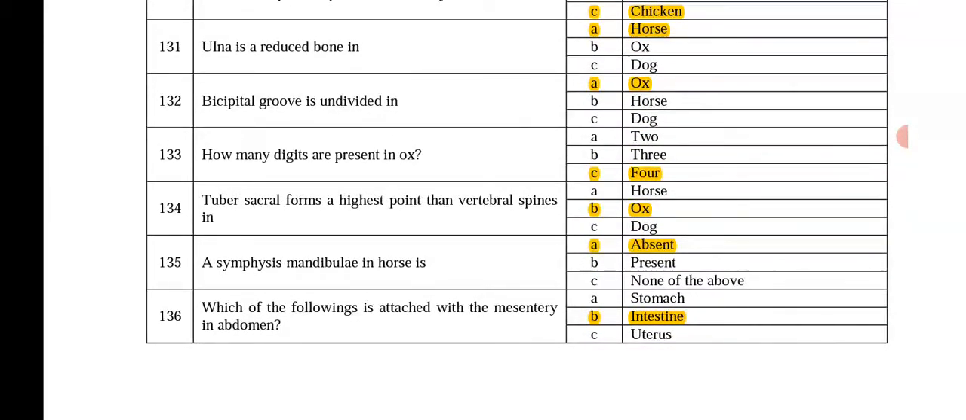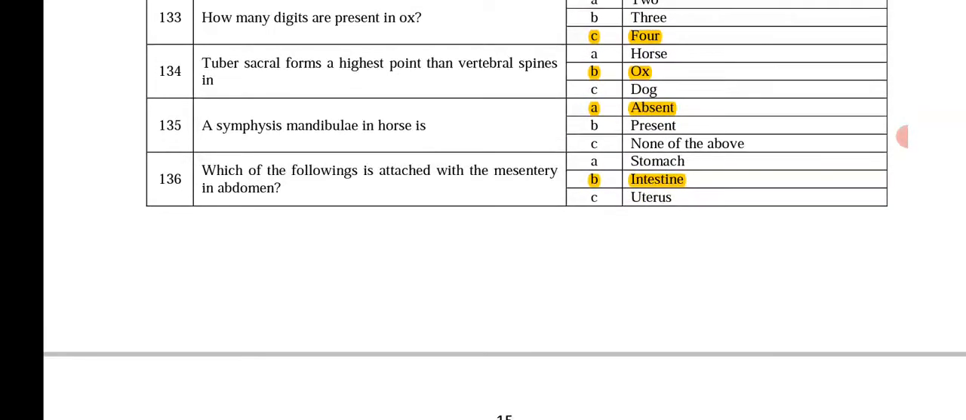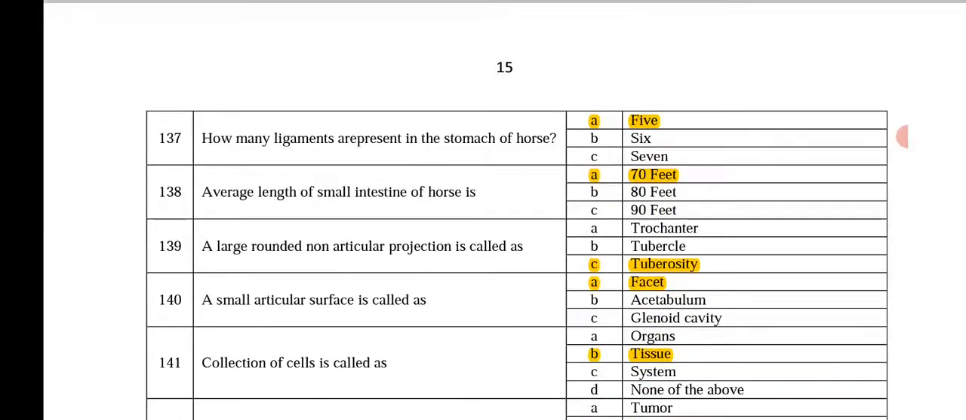Tuber sacrale forms a higher point than vertebral spines in ox. Symphysis mandibulae in horse is absent. Which of the following is attached with the mesentery in abdomen? Intestine. How many ligaments are present in stomach of horse? 5. Average length of small intestine is 70 feet.